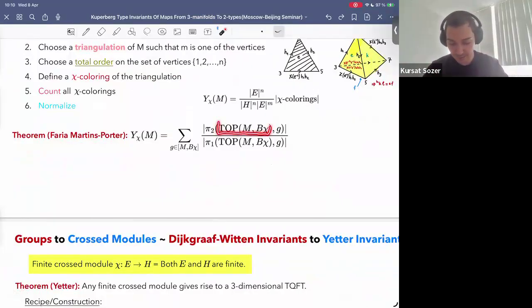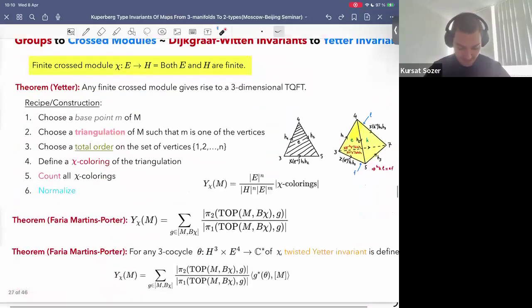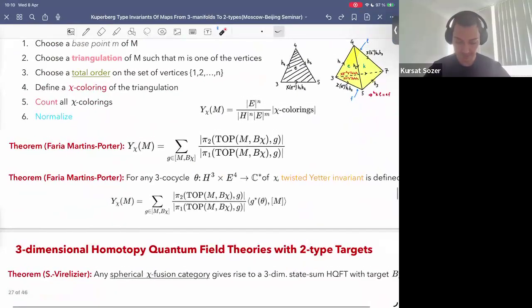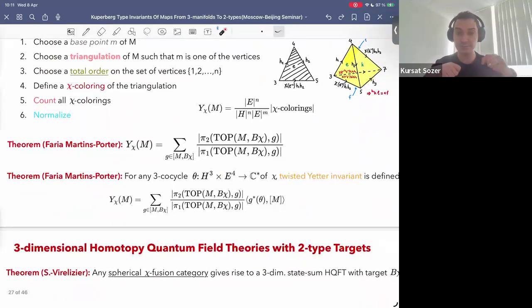Here, this is the space of continuous maps from M to B pi, and this is the base point. This is pi 0 of the space. This homotopy classes is pi 0 of the space. And then they also extend this to a 3-cocycle, the twisted version of it. It's precisely pulling back this 3-cocycle to M, evaluating at the orientation, the fundamental class. So they reformulated Yetter's invariant and then described its twisted version.